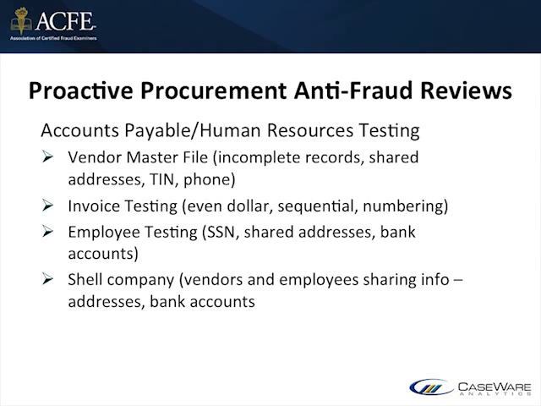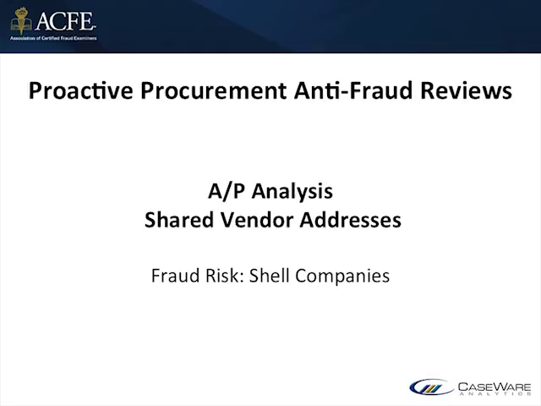Next area is employee testing, and that would involve Social Security numbers, whether you have employees sharing Social Security numbers or employees using Social Security numbers that have not yet been issued by the Social Security Administration, shared addresses and shared bank accounts. Also potential shell companies. That could be vendors sharing information with an employee, whether it be addresses or bank accounts, or even vendors sharing this information with each other.